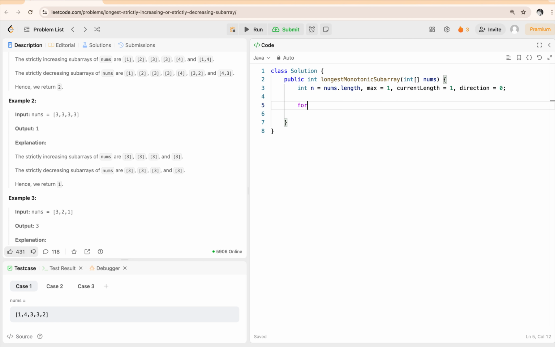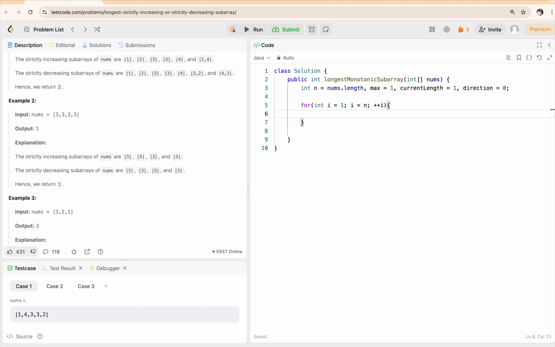Now let's suppose we have this loop. Since we are comparing two numbers, the previous number and the current number, we will start the loop with i equal to 1, and i minus 1 will be the previous number, which is the zeroth index number. The condition is i less than n, plus i.